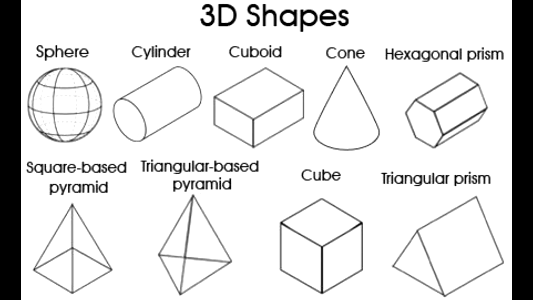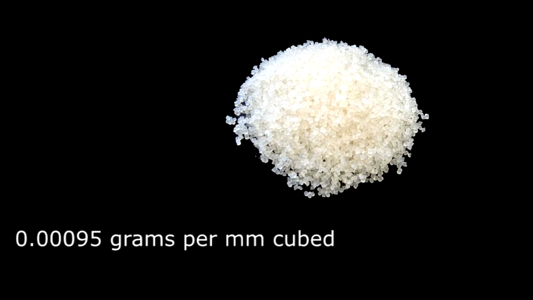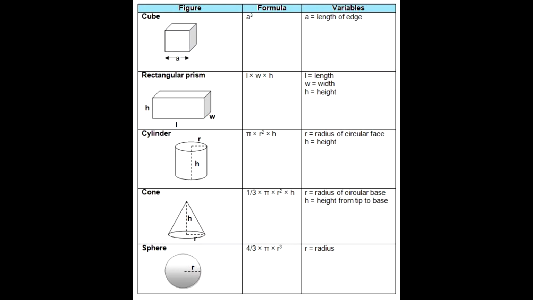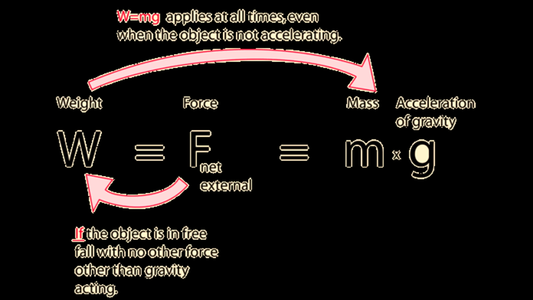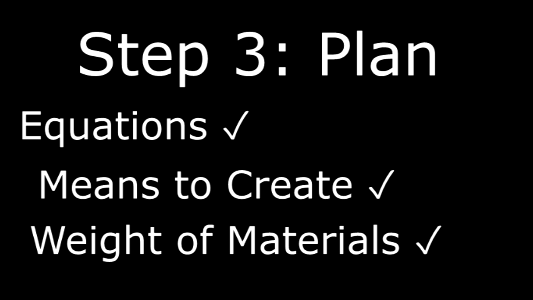I need to know how much the material weighs per cube millimeter, because that's going to be the size of what we're working with. So I'm going to need the equations of a cube, a circle, a sphere, cones and triangles. I need to find out the mass, and for this I'm going to use the simple final equation of volume times grams over volume. That will give me grams. Now, let's start the fun part, making this thing.